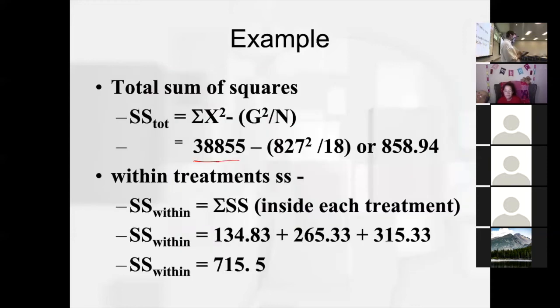So I'm taking that sum of x squared. I'm subtracting that grand total, which was 827, which I'm now squaring. And I'm dividing by the number of observations, 18. And when I do all of that, I get 858.94.